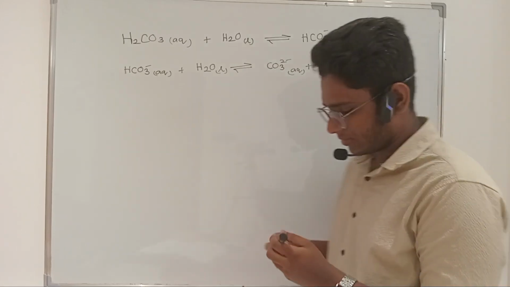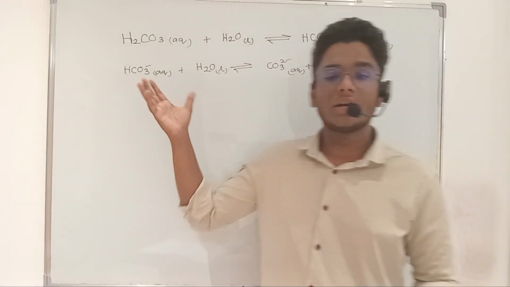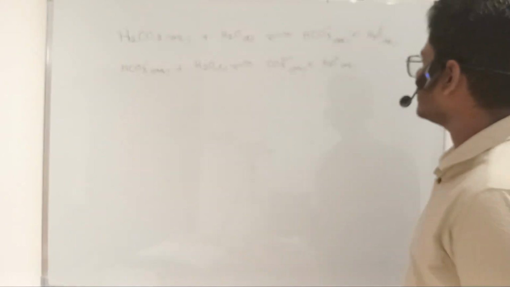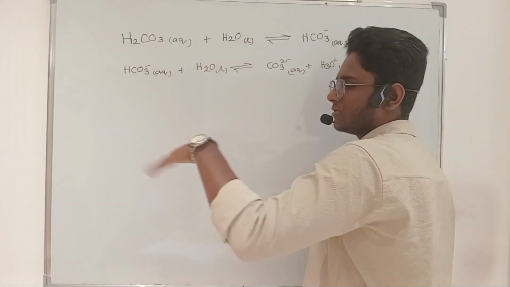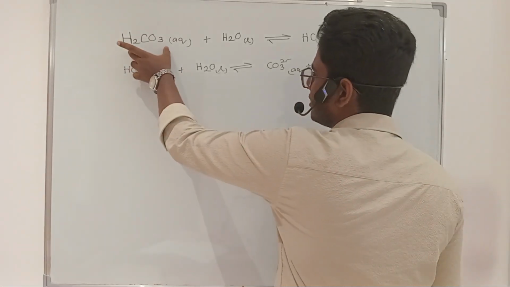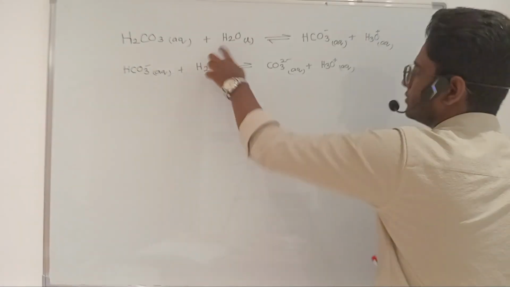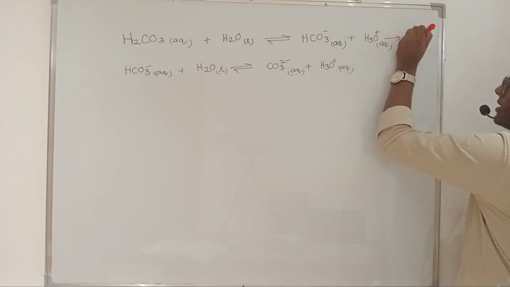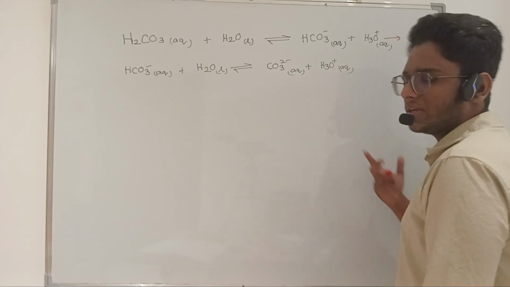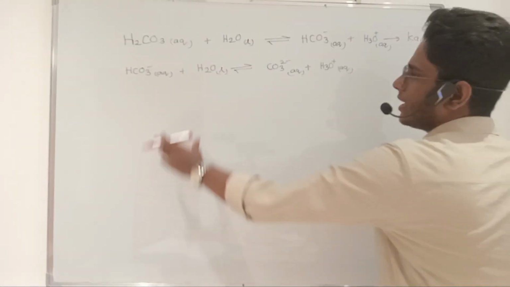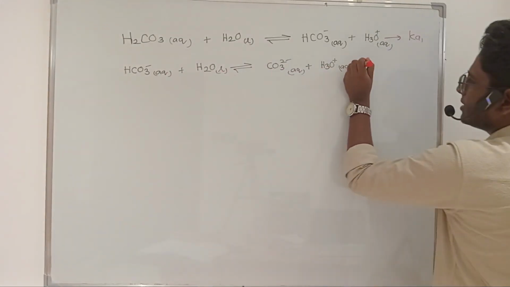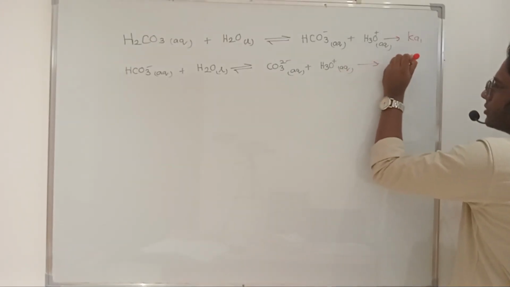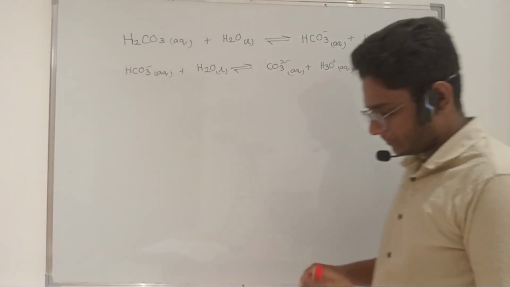Now, I said there are two Ka values. Generally, there is no particular reason for that, but generally we say the Ka of the first reaction as Ka1. That is how it is provided. And for the second ionization we say the equilibrium constant as Ka2. So that you have to remember.